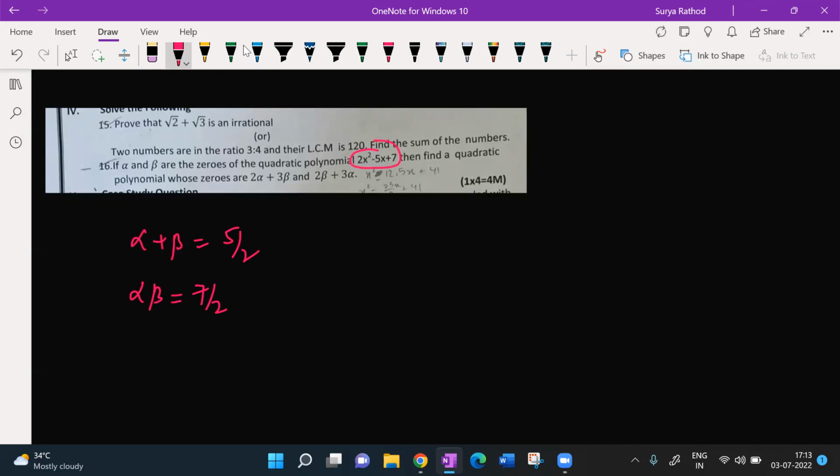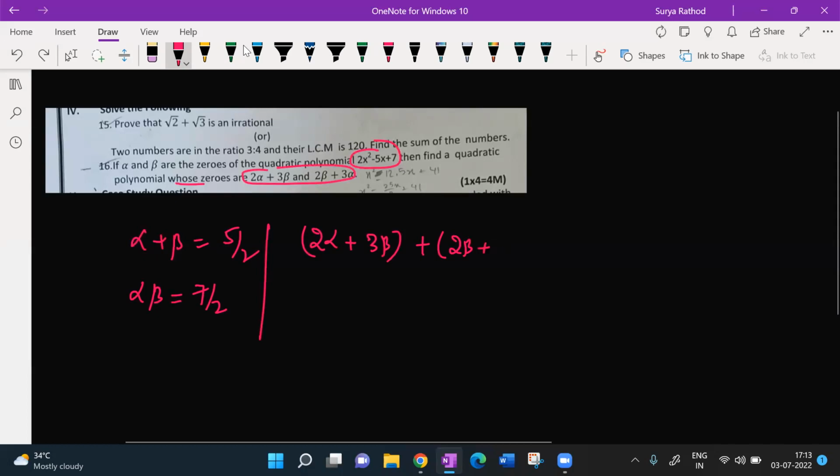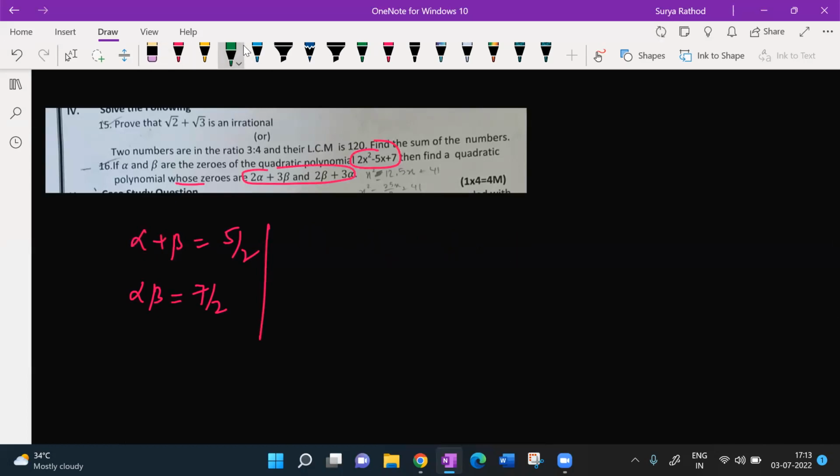Then find the quadratic polynomial whose zeros are these. So we have to find a quadratic polynomial having these zeros. Zeros are nothing but roots here. So we have to find the polynomial with the help of these roots. Sum of the roots is what, now? 2 alpha plus 3 beta plus 2 beta plus 3 alpha. Yes, exactly. He has given zeros here.